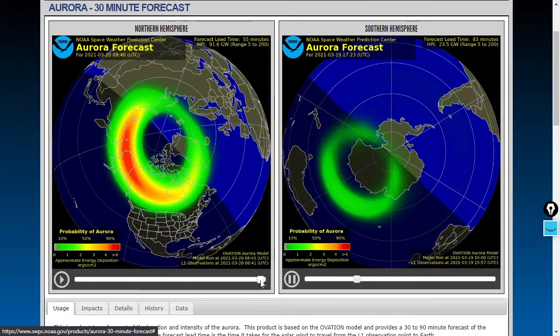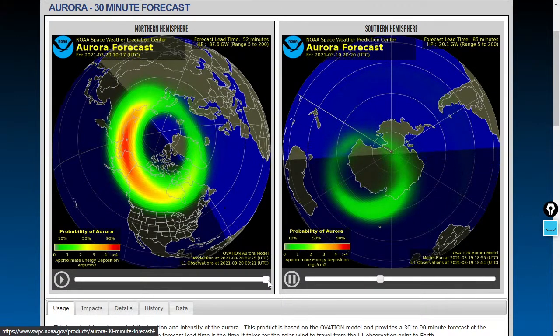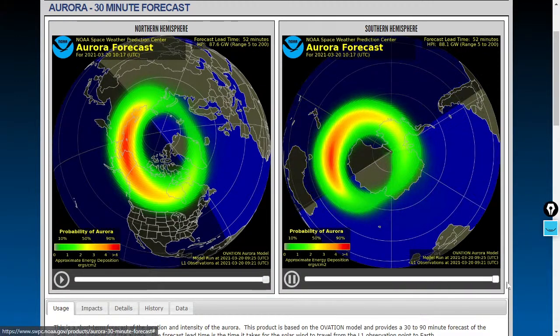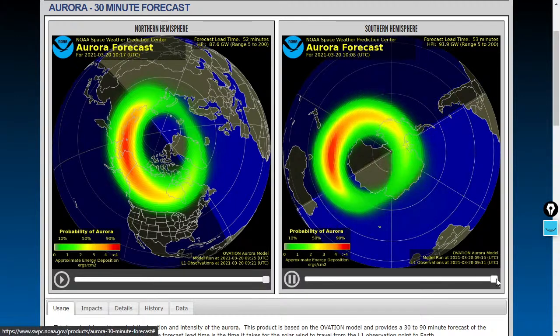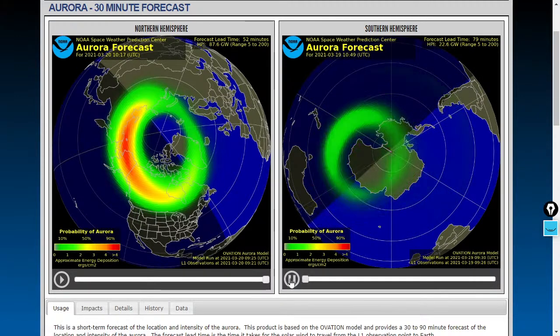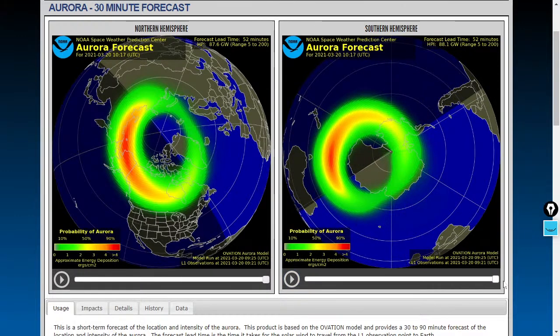The north shore of Alaska is actually, yeah, anyway. So there's kind of the current image. And in the south, sorry, New Zealand and Tasmania. Maybe Tasmania might be able to see some auroras there. New Zealand, a little less likely.